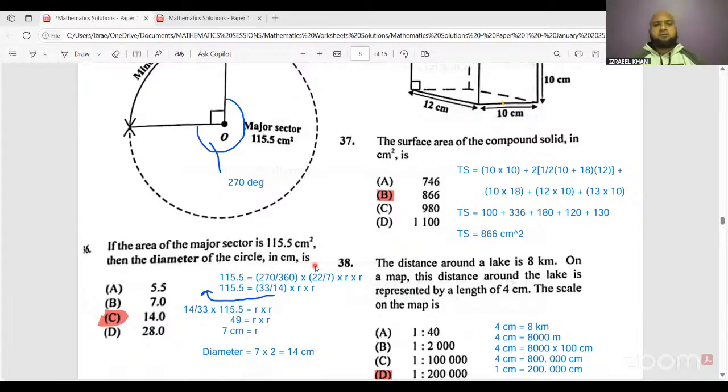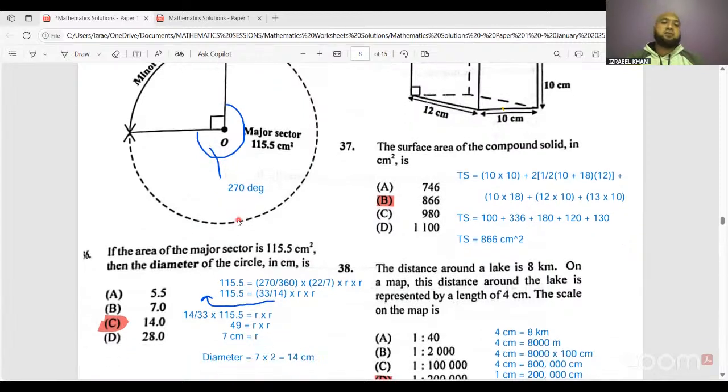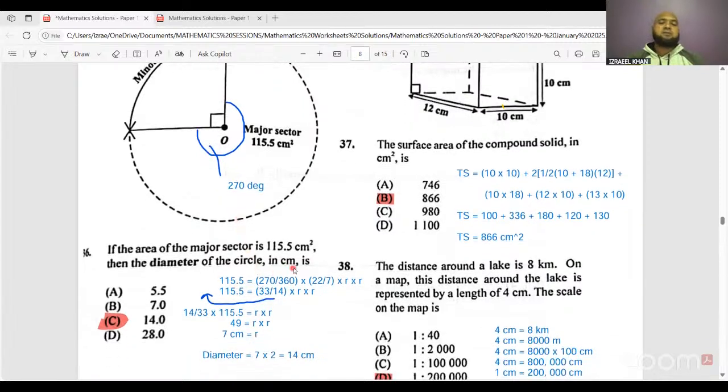So here, if this is 90 for the minor sector, because it has a minor arc, what is 360 degrees minus 90? You get 270, right? So the angle of the major sector will be 270. That's 3/4. How is that helping us?